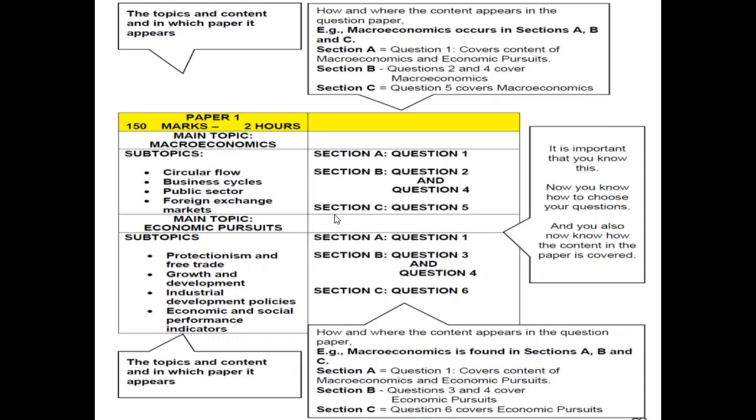So if you've concentrated on macroeconomics, then you know that these are the questions that speak to macroeconomics. When we look at economic pursuits, you will find again section A, question one covers both macroeconomics and economic pursuits. Questions three and four deal with economic pursuits. And question six in your essays also deals with economic pursuits. So when you prepare yourself for the examination, you should know where your strong point is and what you are going to focus on, so that you can make an informed decision when you start your examination. That is very important.